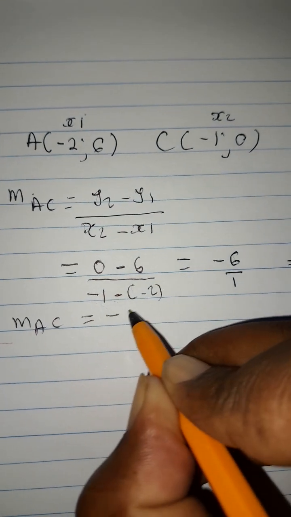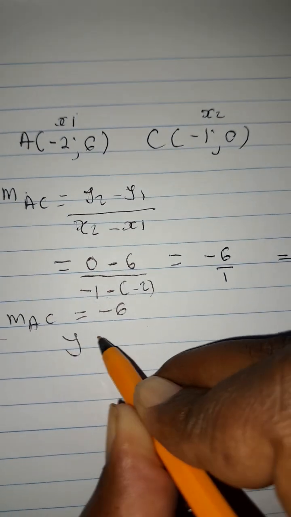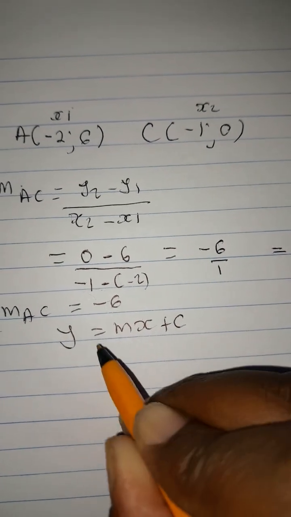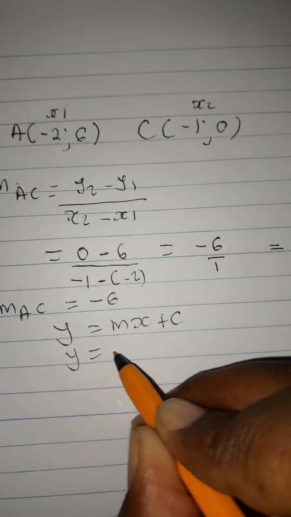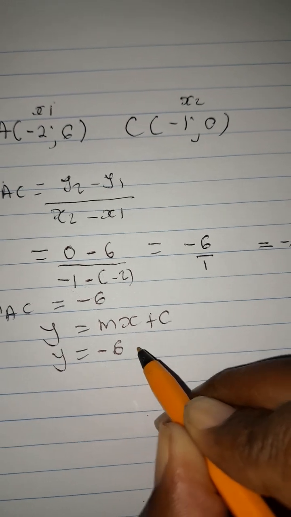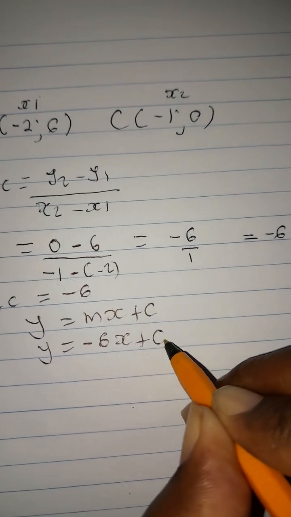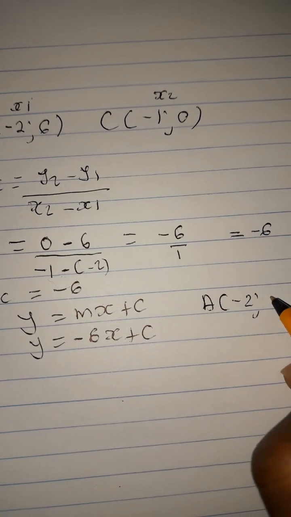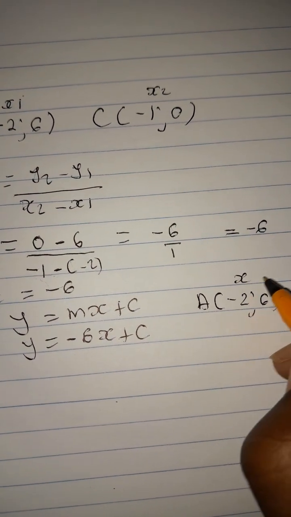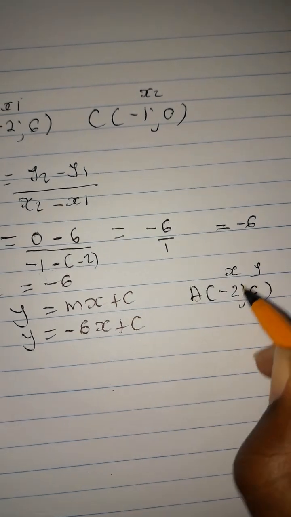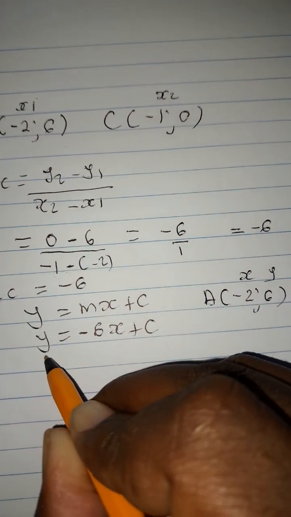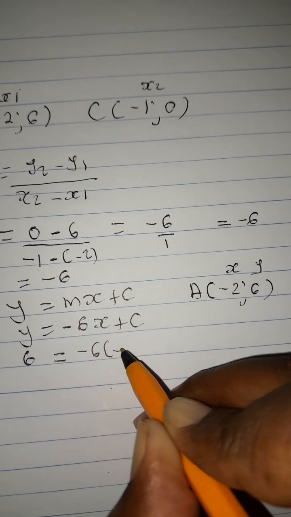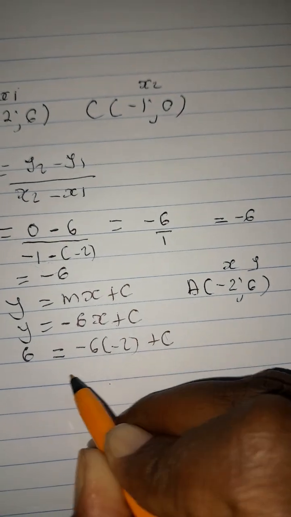As -6. So remember, according to our equation of a straight line, it's y = mx + c, where at m, you're going to put -6 plus c. So we can use any of the equation, any of the coordinate. Let's use A as -2 and 6 so that we can get the equation. So this is x and y. We're substituting A to get C, right? So where there is y, you replace it by 6. Where there is x, you're going to replace it by -2 plus c.